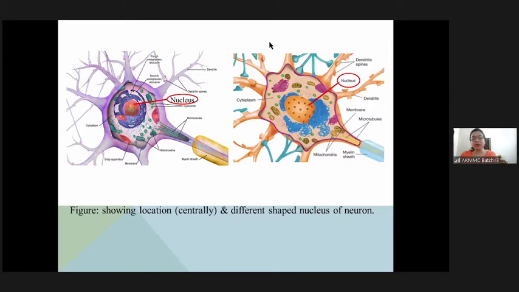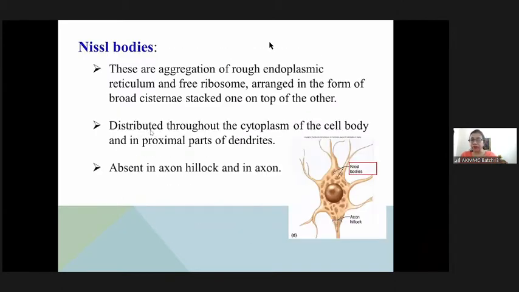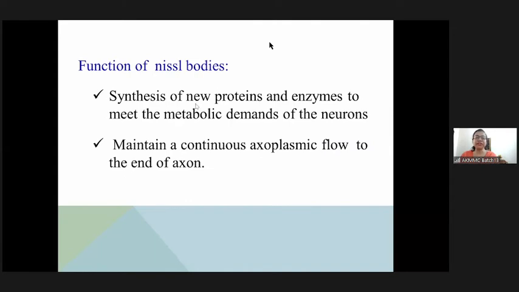Inside the whole cell body we will find this Nissl granule, except at the axon hillock. This Nissl body is formed by rough endoplasmic reticulum and ribosomes. What will be the function of the Nissl body? Synthesis of protein and enzyme for the neuron, isn't it? Yes, ma'am.